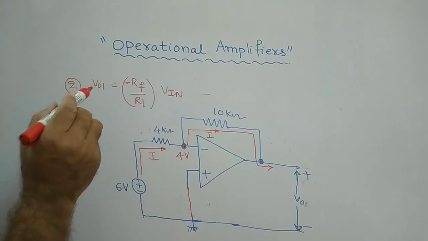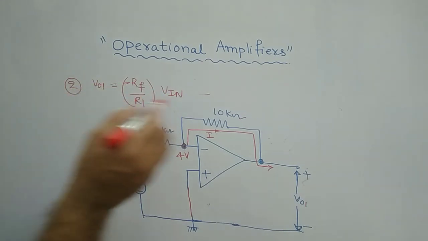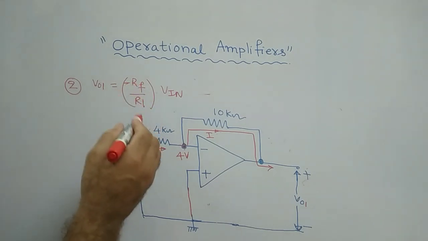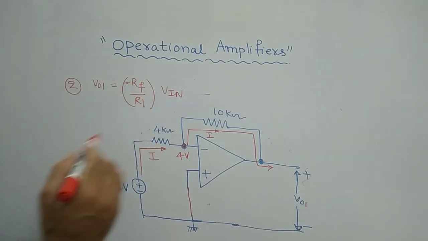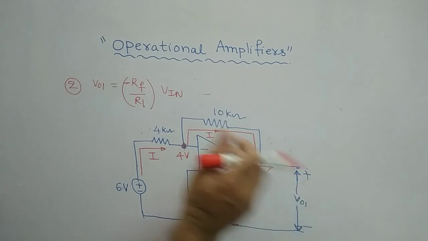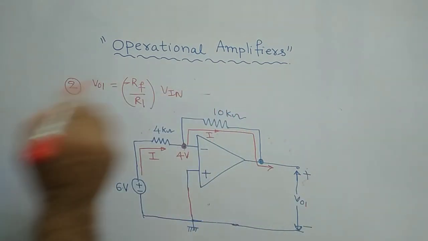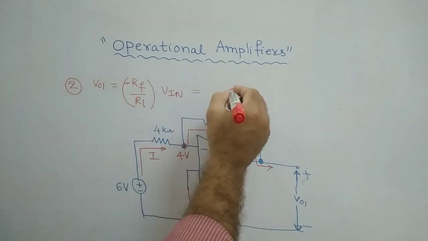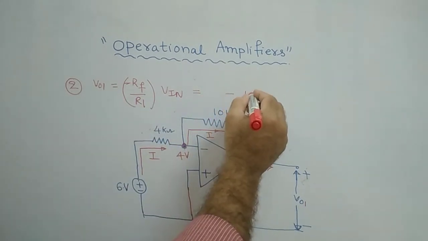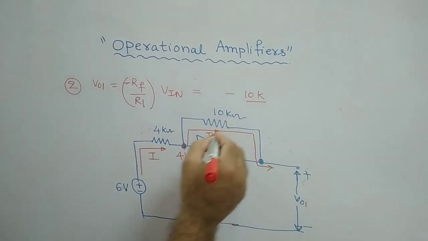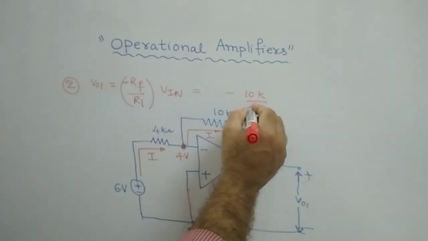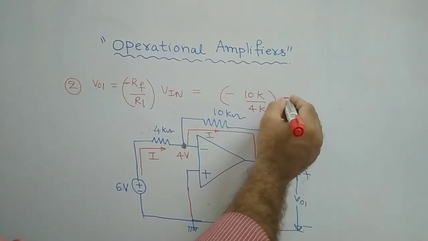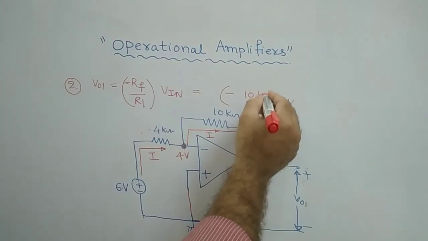If you remember, V0 by V in, the output voltage by input voltage, is equal to minus RF by R1. This we have seen in the previous presentation. Otherwise, V01, the output voltage, is equal to minus RF by R1 into V in. So according to this formula, it is minus, what is RF? It is 10 kilo by, what is R1? It is 4 kilo into, what is your input voltage? 6 volts. Clear? The k's get cancelled.